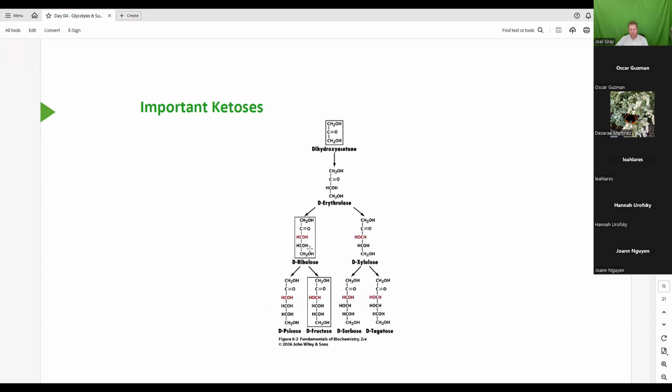I got a private message. I remember you pointing out which 5 aldoses you wanted us to know, but can you go over which 3 ketoses you want us to know? Those are the 3 ketoses that are on that PowerPoint, I believe from day 4. Let me share my screen real quick. Here are the 5 aldoses, and here are the 3 ketoses, the ones that have boxes around them.